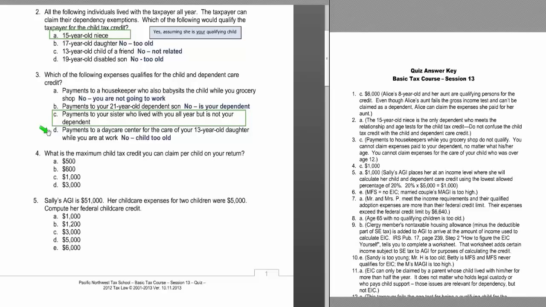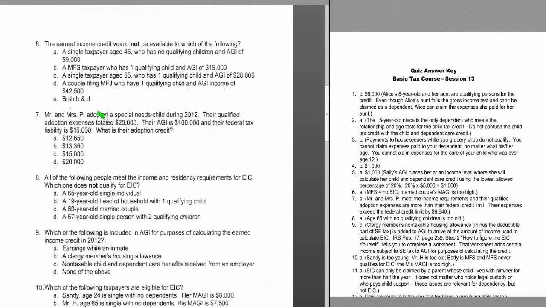And then finally, D, payments to a child daycare center for your 13-year-old daughter while you are at work. Well, the center itself is a qualifying location. The expenses paid to go to work are qualifying expenses, except for the fact that the child is simply too old. The child must be under age 13, and age 13 means no. So ultimately, 3C is the only correct response.